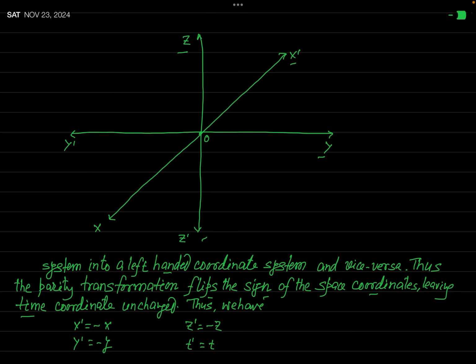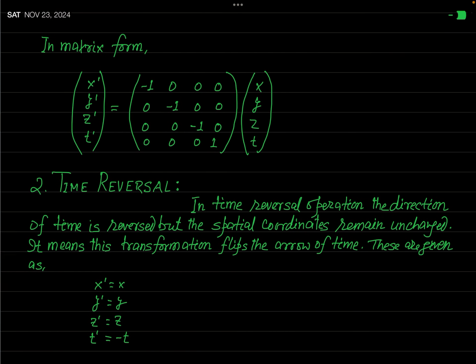Okay. So this transformation is written in this way: x dashed is equal to minus x, y dashed is equal to minus y, z dashed is equal to minus z, but t dashed is equal to t, not minus t. Now again in matrix form you can write these transformations in this way. See here. The column matrix x dashed, y dashed, z dashed, t dashed is equal to this Lorentz transformation matrix, which is actually the parity transformation matrix.